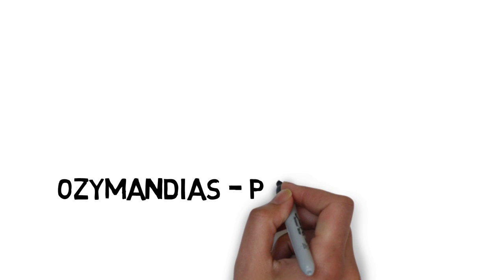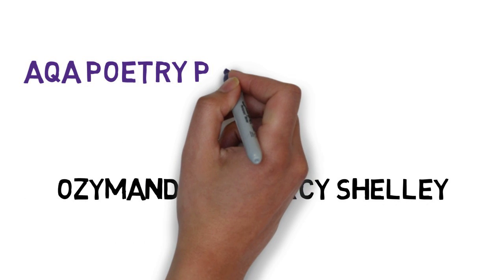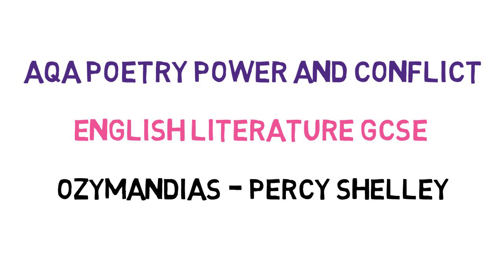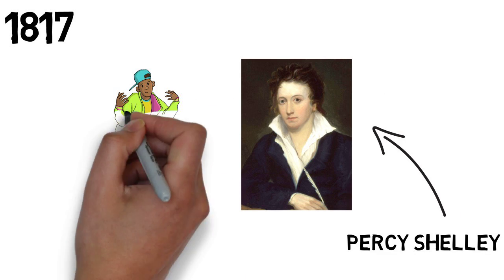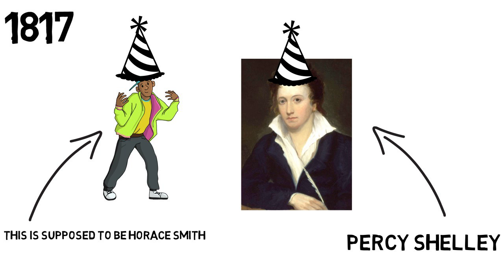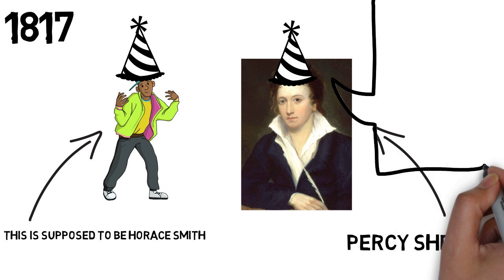Hi everyone, today we're going to be looking at a poem called Ozymandias by Percy Shelley, which is straight out of the AQA Power and Conflict cluster for the new specification English Literature GCSE. In 1817, Percy Shelley and his mate Horace Smith were feeling a bit raucous, so they had a sonnet writing competition. Percy penned his sonnet and called it Ozymandias.